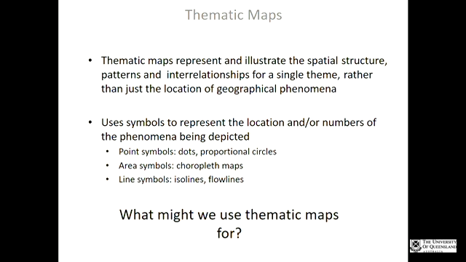And we do that by using symbols or colors. Okay, so we can use things like point symbols, dots, proportional circles, different size circles, and so on. We can use colors, using area symbols to represent different values in different areas. These are a particular type of thematic map called a choropleth map that we'll look at in a moment. And then we might use line symbols. So these are isolines, which are areas of similar values. So you might represent similar elevations, for instance. Or flow lines, so we can use line symbols. So we're going to have a look at all of these. Have you got some examples of what we might use thematic maps for?